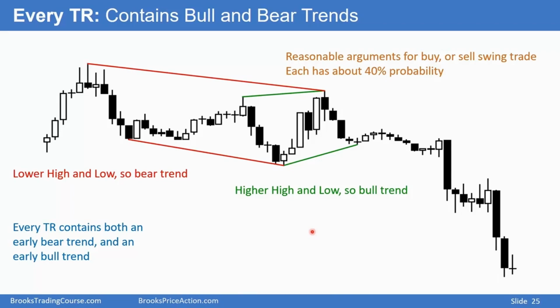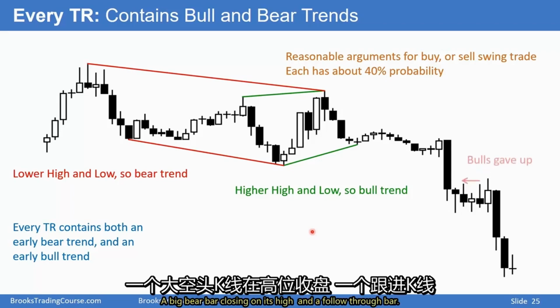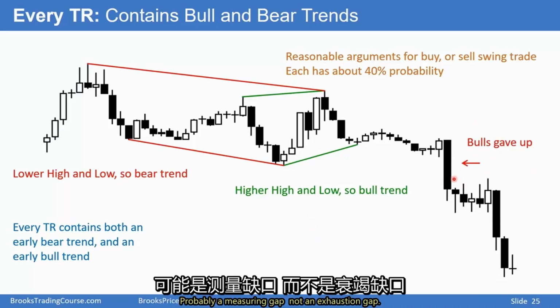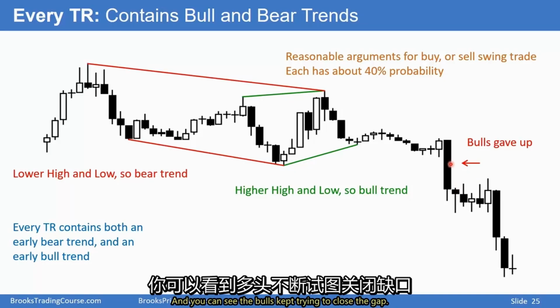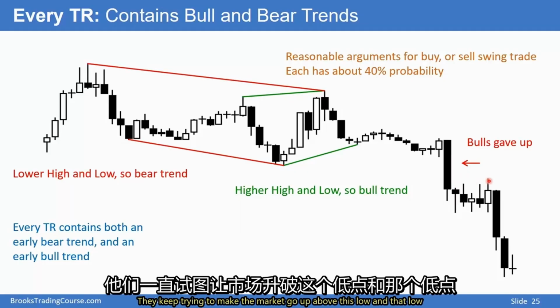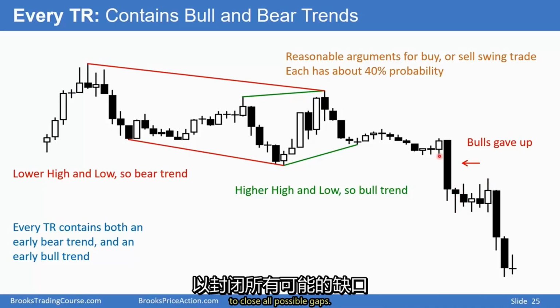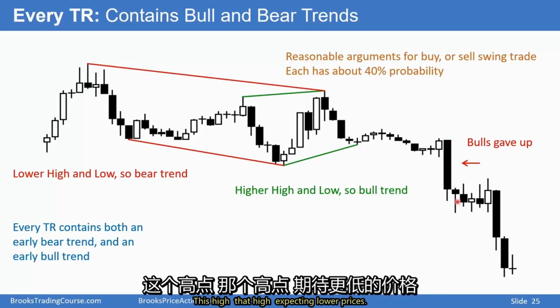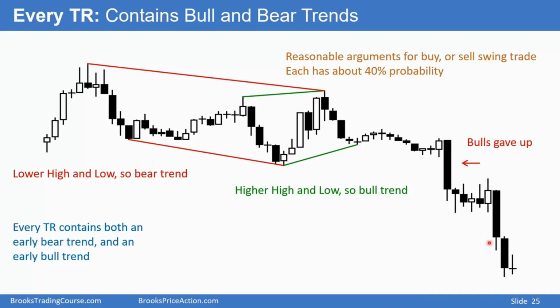In this particular case, the bears won. A big bear bar closing on its high, and a follow-through bar, probably a measuring gap, not an exhaustion gap. And you can see the bulls kept trying to close the gap. They keep trying to make the market go up above this low and that low to close all possible gaps. They're failing. Instead, double top bear flag. This high, that high, expecting lower prices.